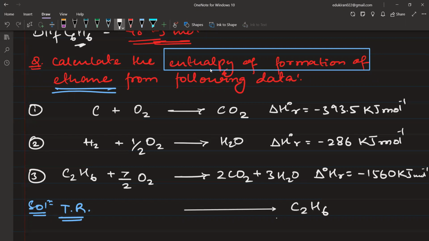Now, ethane is formed by what molecules? Tell me, guys. Sorry, what elements? Ethane is formed by what elements?